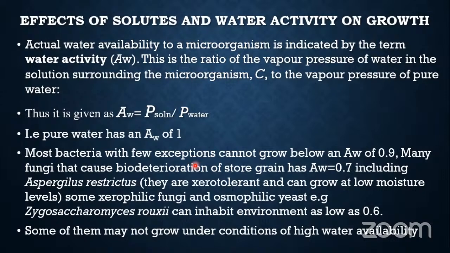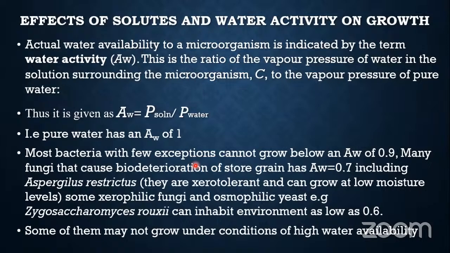If you know those that cause biodeterioration of stored grain, the grains are so dry. It is only fungi that cause mycotoxin and so on that grow and spoil these substances. You hardly see bacteria there. The only time bacteria contaminate these grains is when there is a damp environment, when the grains have some increase in water concentration. At this point, the water is increased and the bacteria can then grow.